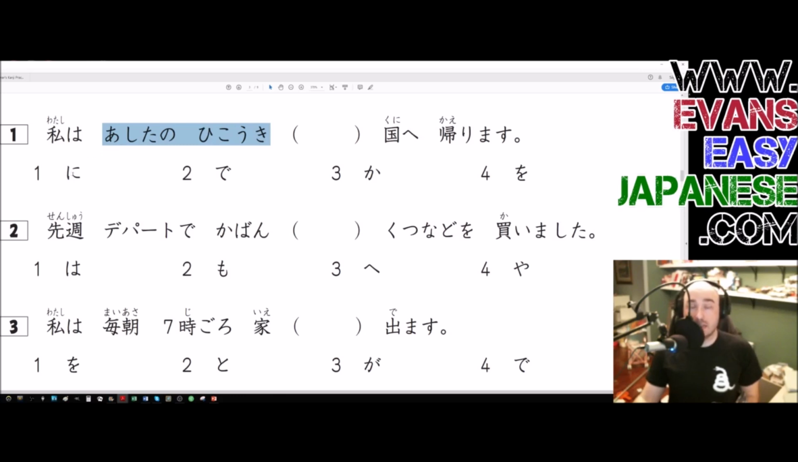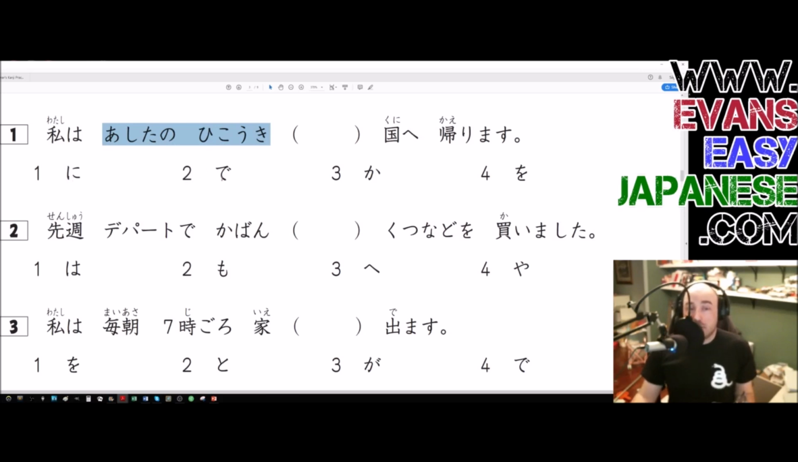Number 1, ni. The ni particle's usages are immense. It can mean time, location, place, target of going, target of action, too many things. Here, none of those really apply, so that's not the correct one. It's not a time. I mean, tomorrow's airplane isn't really a time, right? That's a noun phrase. So it's not ni.